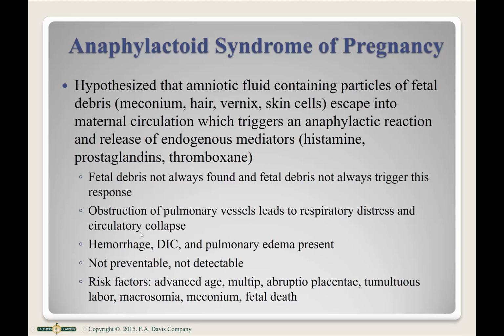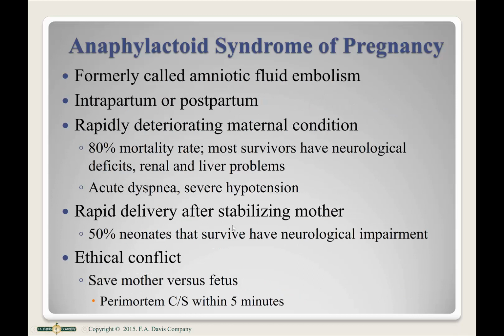Anyways, I'm sorry. Let me go back. So we have to do whatever we can to stabilize the mom, and then we have to do whatever we can to save the baby. And we have this ethical conflict: save the mother or save the baby. So what we're doing now is what we call perimortem C-sections. So when people have anaphylactoid reaction syndrome of pregnancy, we're basically doing full cardiac arrest on this woman. So we're doing chest compressions, and we're doing artificial bag valve mask ventilations.